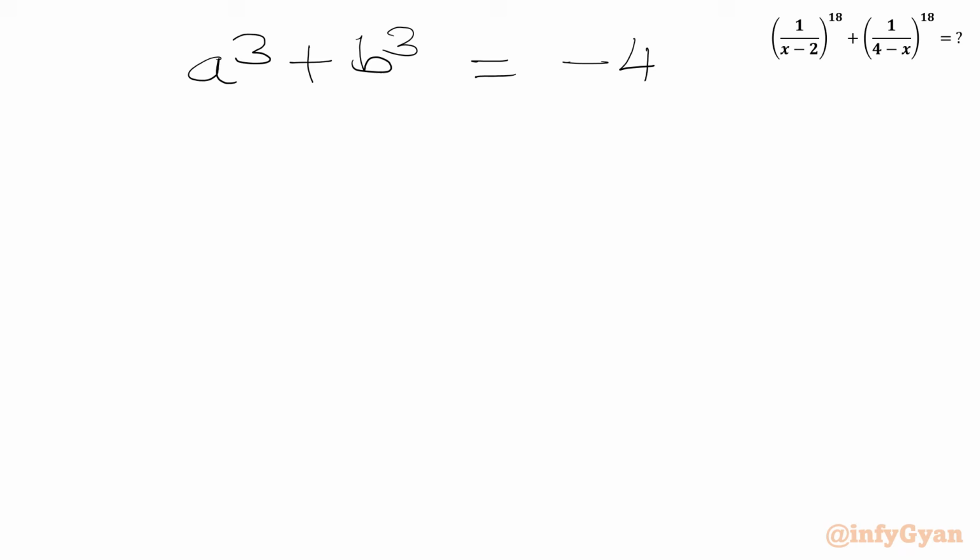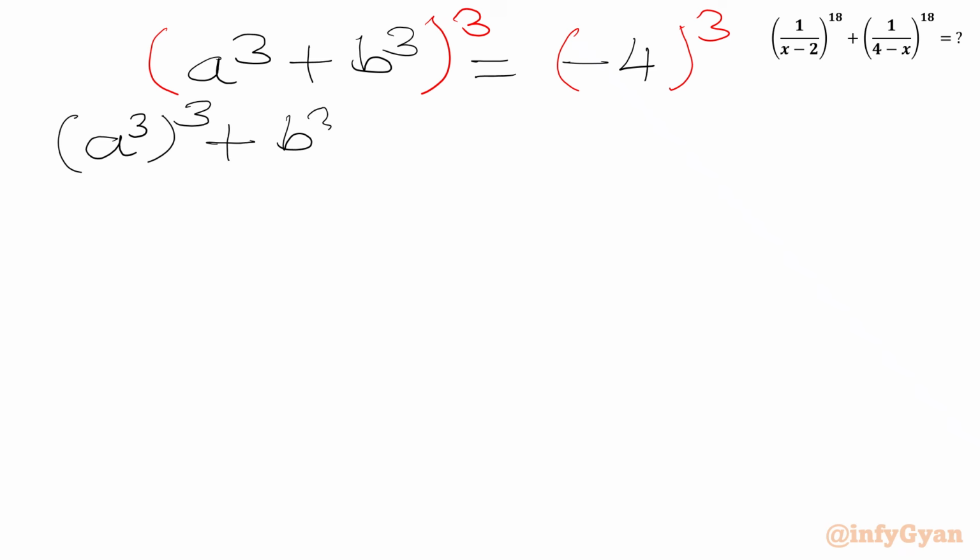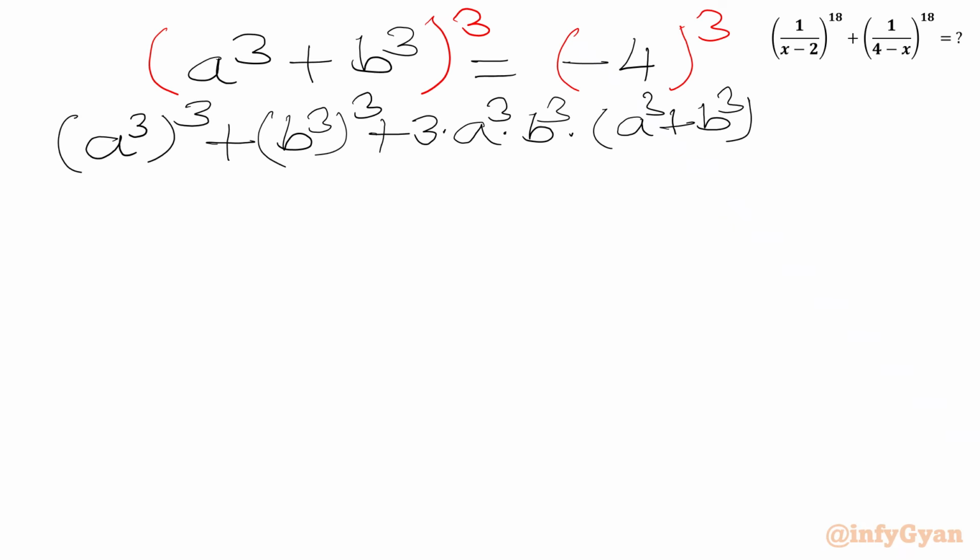Again we are going to consider cubing both sides. We will write power 3. Again we have to apply the (a plus b) whole cube identity in the LHS. But here a is a cube and b is b cube. So we have to write a cube whole cube plus b cube whole cube plus 3 times a cube times b cube times (a cube plus b cube) equal to minus 4 cube, which is minus 64.